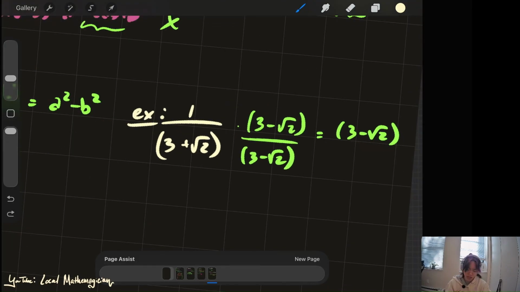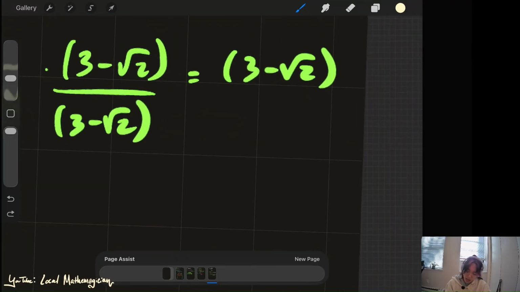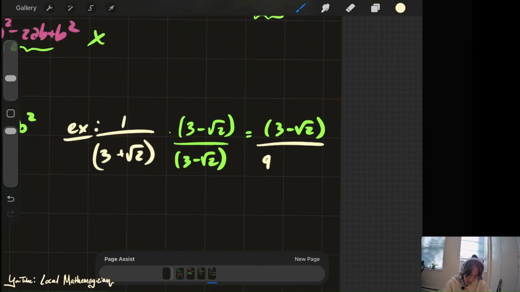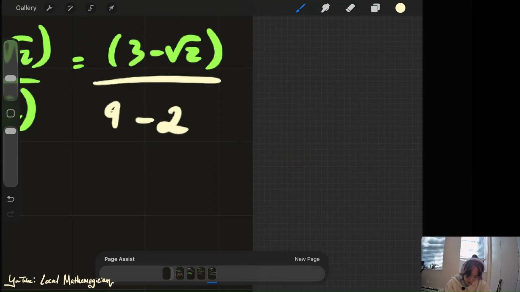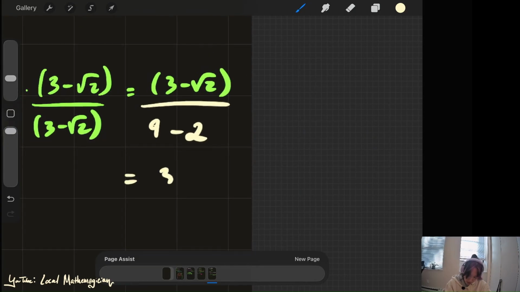all over, oh, what did we say? It was a squared minus b squared. Okay, what's a squared? 3 squared, that's 9. And what's b squared? Oh, root 2 squared is 2, minus 2. And all of a sudden, you're left with 3 minus root 2 all over 9 minus 2 is 7.